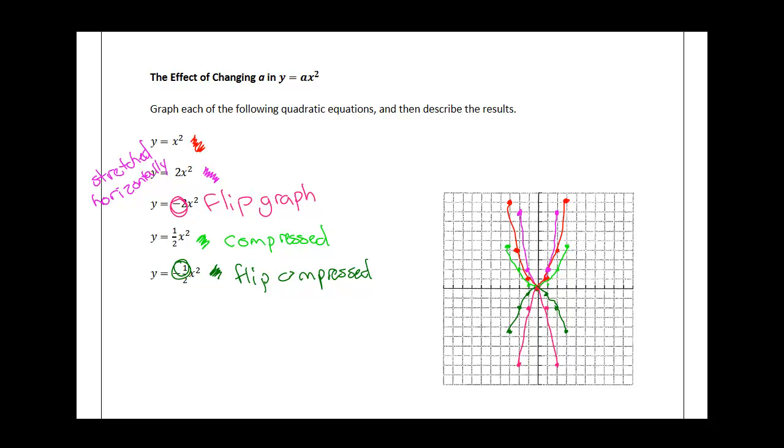So we have a bit of a trend here. From our original graph, when we have negative leading coefficients, it's going to be flipped and open downwards, a downward-opening parabola, and then depending on what value it's being multiplied by, it's either going to be stretched or compressed.